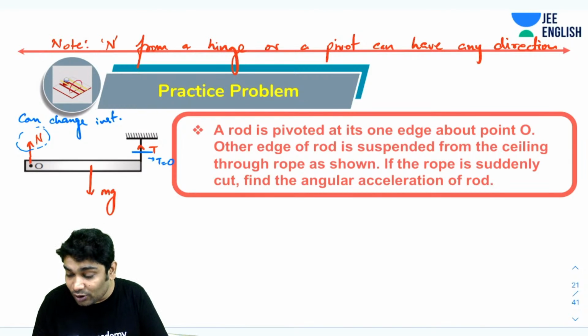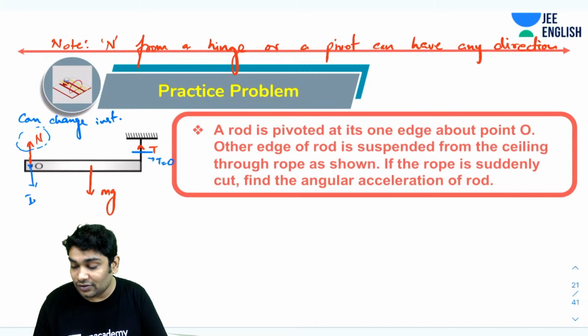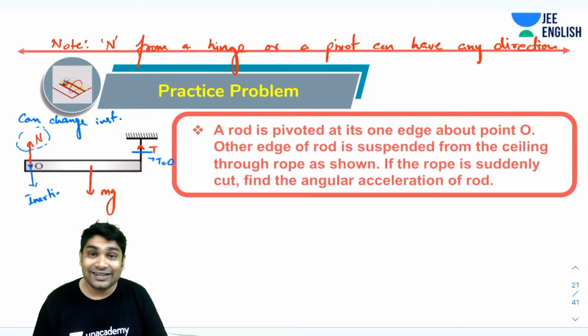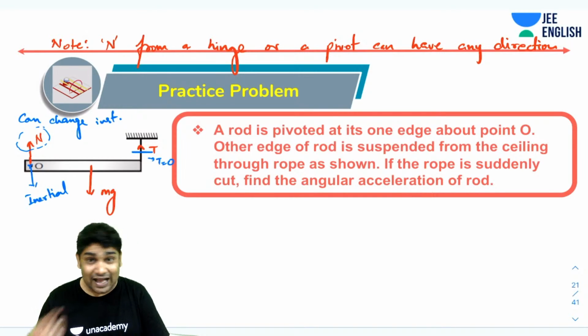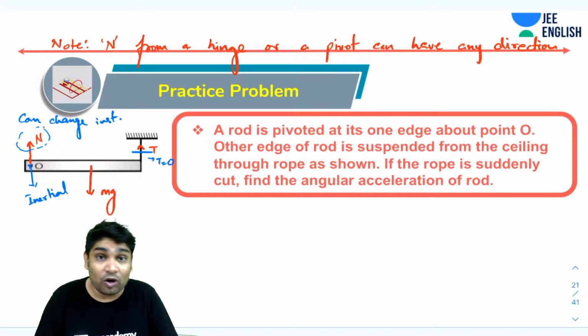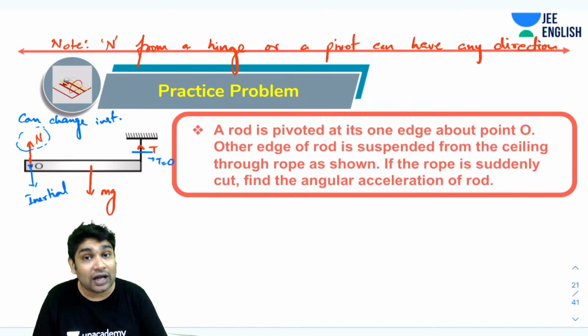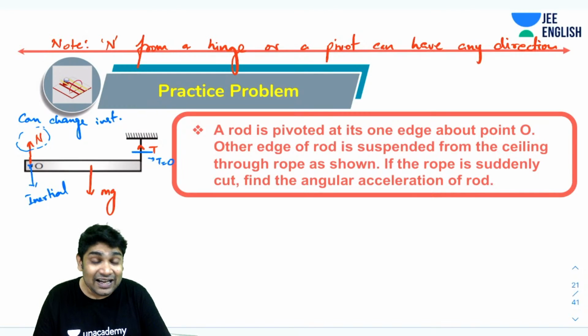First, I know O is an inertial point, because this point will never move. So I can take torques about it, and this will be the axis of rotation. And I told you we can always take tau equals I alpha about the axis of rotation. In this case, that will also have another advantage: n is passing through this point O, so n will not provide any torque about O.